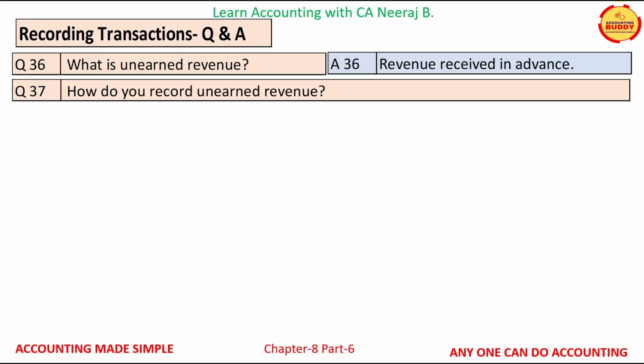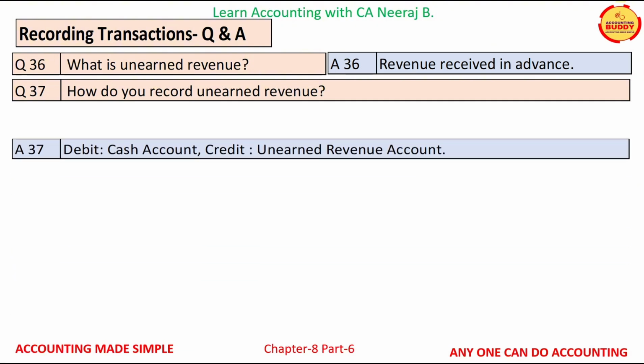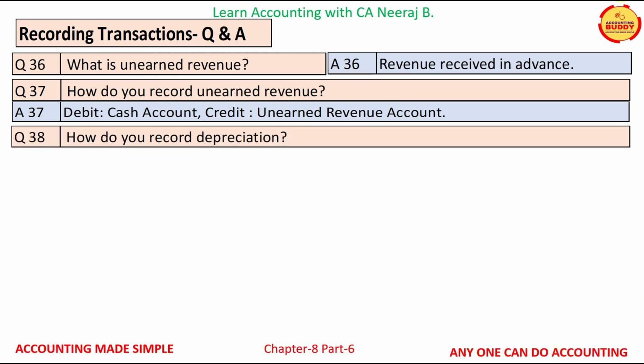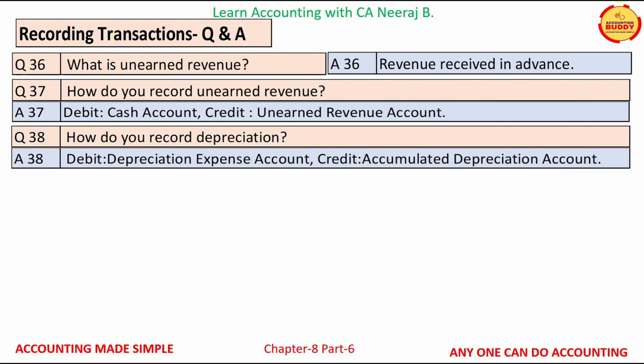Question number 37. How do you record unearned revenue? The answer is debit cash account and credit unearned revenue account. Question number 38. How do you record depreciation? The answer is debit depreciation expense account and credit accumulated depreciation account.